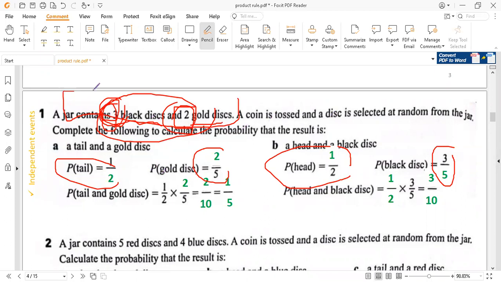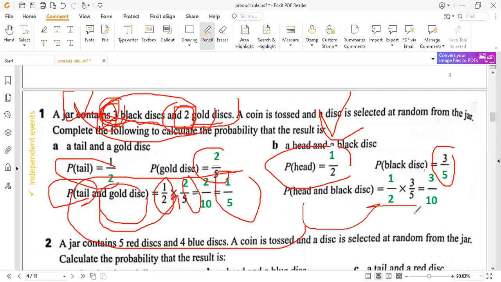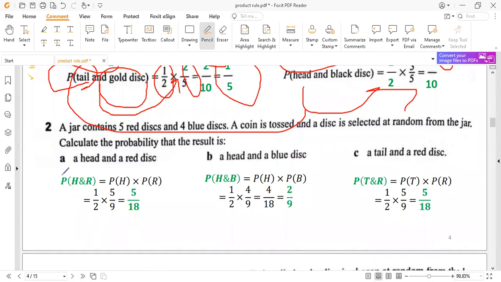Selecting discs from the jar is totally independent from tossing the coin, so we are talking about independent events, and we can use the product rule this way, replacing it by multiplication. The probability of obtaining tail is 1/2 and of a gold disc is 2/5, so we multiply to obtain 1/5. And the same here, we obtain 3/10. So you can use the same strategy, but after ensuring that the two events we are talking about are independent.